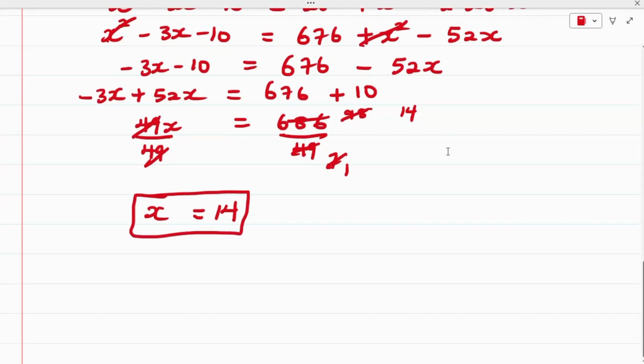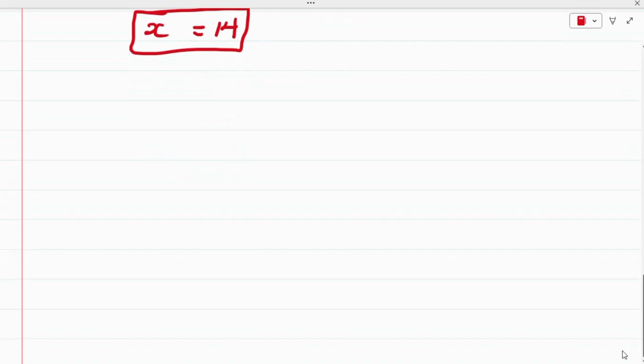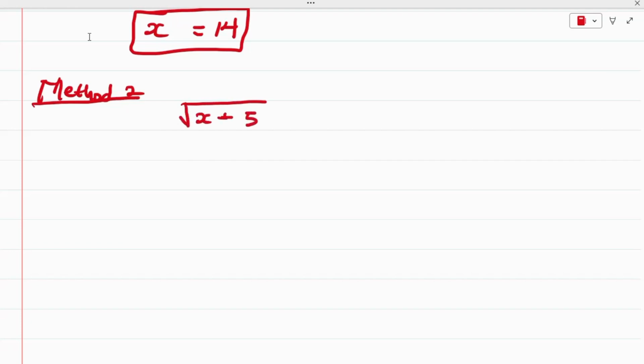Alright guys, so this is the first method that you can use to solve this. Let's simply go on to method 2. So we're going to say method 2, and we have the expression given as the square root of x minus 5 plus the square root of x plus 2, and this is equal to what?